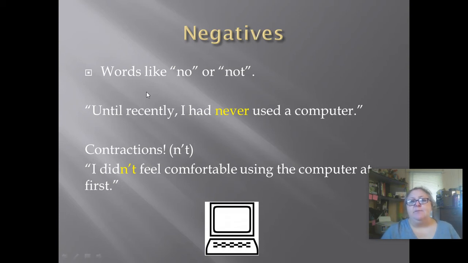And here's a perfect example. This sentence says, until recently, I had never used a computer. Do you notice that I highlighted the word never right here, okay, in yellow? That's a negative word. That's saying that somebody has never done something. It's negative, right? And then we got to remember contractions, okay? Because sometimes those negative words hide. Like didn't is short for do not or did not, right?